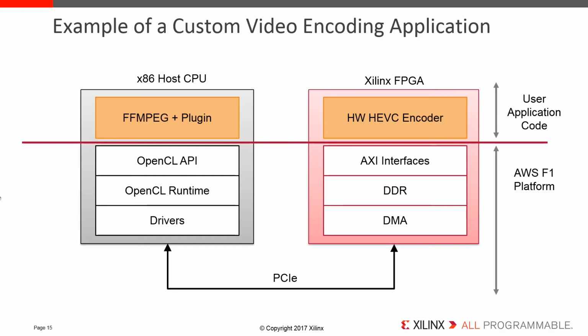Unfortunately, HEVC encoding is a compute-intensive task, and neither CPUs nor GPUs offer enough horsepower to do this. Here's where the F1 comes in. The Xilinx FPGA is an ideal platform for video acceleration. Custom data paths can be created to parallelize and pipeline the video encoding process. On the x86, the app developer can create a custom FFmpeg plugin, which will offload the HEVC encoding requests to the FPGA.